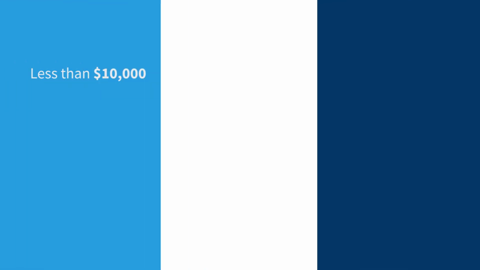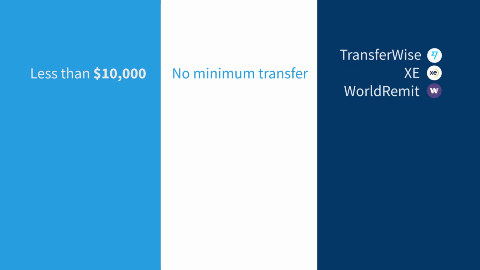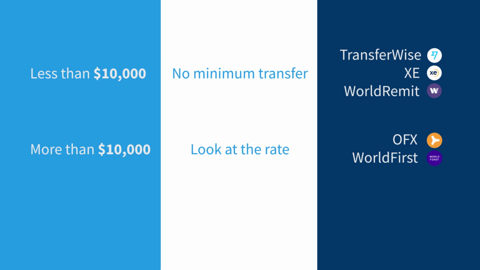If you're making a transfer of less than $10,000, you'll want to look for a company that doesn't have a minimum transfer amount and doesn't charge fees. Good options here include TransferWise, XE, or WorldRemit. Now, if you're making a transfer of more than $10,000, you want a company that gives you competitive rates. Both OFX and WorldFirst are good here.